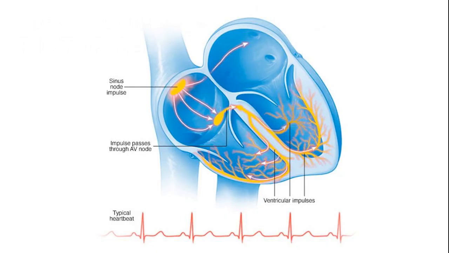This diagram illustrates the pathway of electrical impulses through the heart, highlighting the normal flow from the sinus node to the ventricles, which is crucial for maintaining a regular heartbeat.